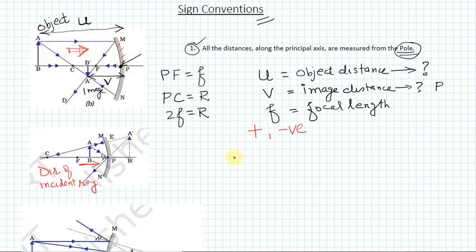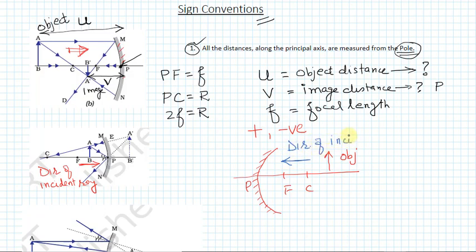But we may have a situation where it's the other way round. Nothing wrong in it. Let's say if this is some concave mirror, this is point F, this is point C, and this is pole, and this is your object, right? Now in this case, it's quite obvious that this is the direction of incident ray. So one has to be first of all very much clear about the direction of incident ray.